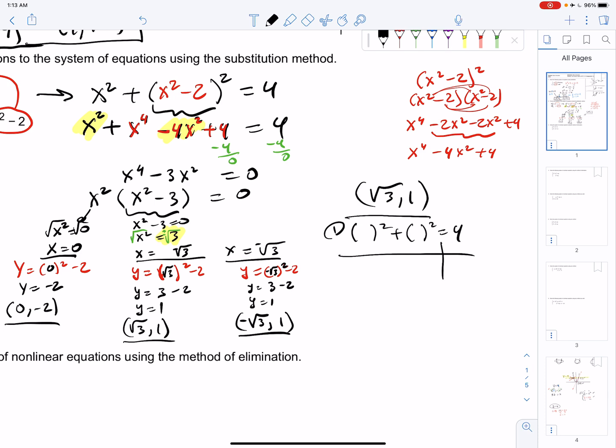Okay, well, we're going to put in square root of 3 for x, and we're going to put in a 1 for y.